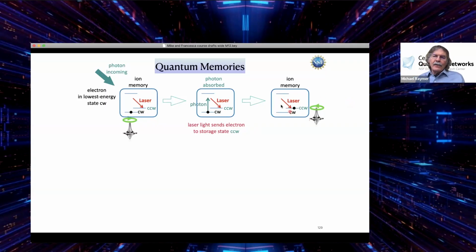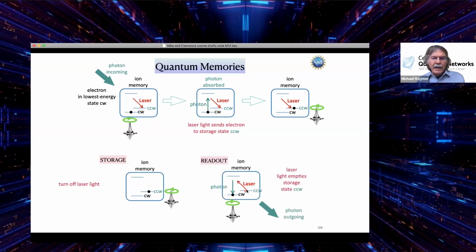Now after this atom has its electron spin flipped to counterclockwise, we turn off the laser. When we turn off the laser, the electron is trapped in the counterclockwise spinning orientation, and it cannot get out of there. So it can stay there for many seconds, allowing Alice and Bob to wait however many seconds they want, or nanoseconds or microseconds, before they release it. How do they release it? They turn the laser back on.